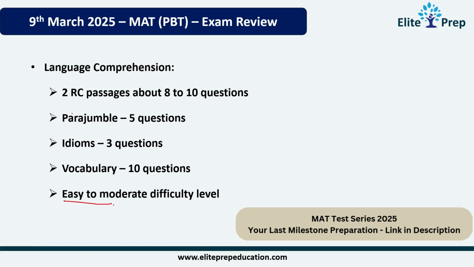And as expected, there were only 2 RC passages, as it was in the December test. There were 8 to 10 questions. Para-jumble, 5 questions were there. So you know what a para-jumble is? There will be jumbled sentences, and you have to arrange the sentences to make a meaningful paragraph. Idioms, 3 questions were there, and vocabulary, around 10 questions were tested.